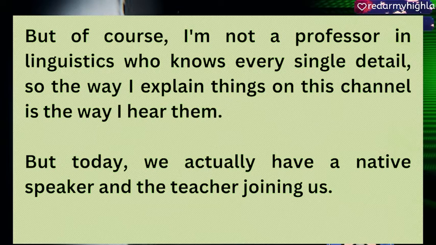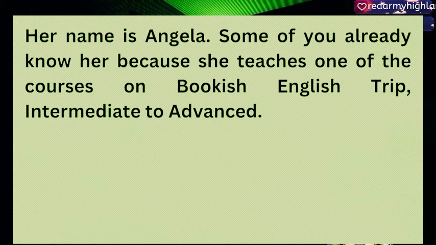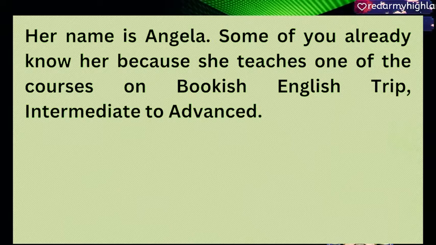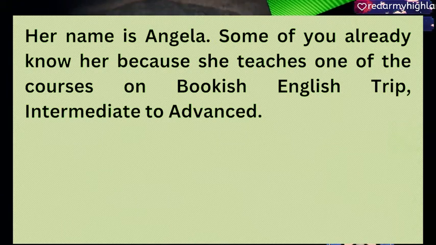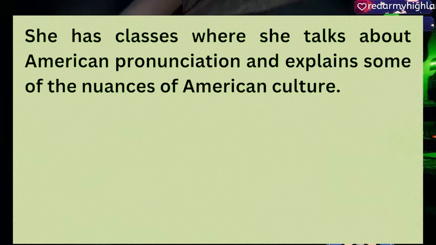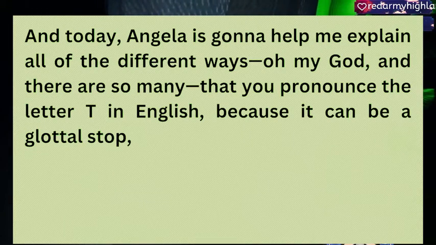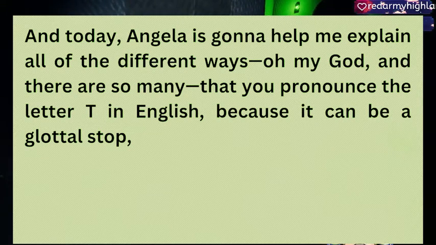But today, we actually have a native speaker and a teacher joining us. Her name is Angela. Some of you already know her because she teaches one of the courses on Bookish English Trip, Intermediate to Advanced. She has classes where she talks about American pronunciation and explains some of the nuances of American culture.